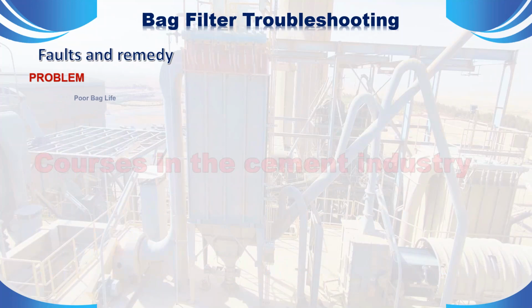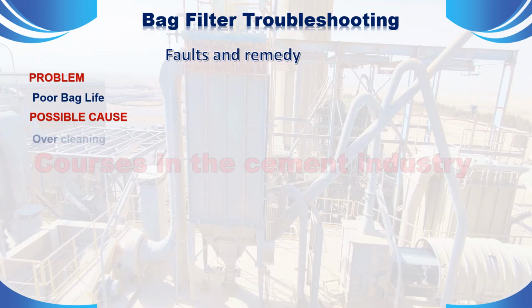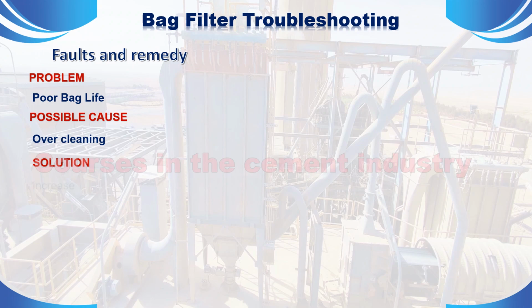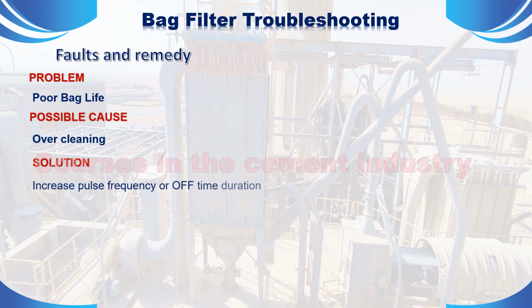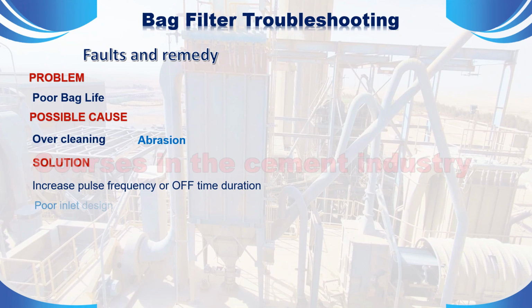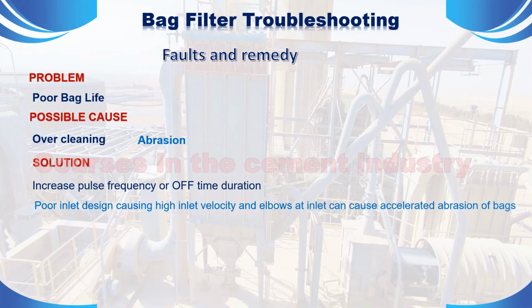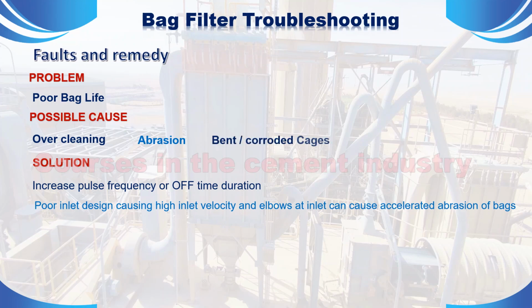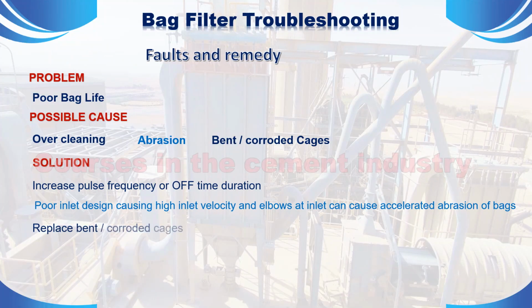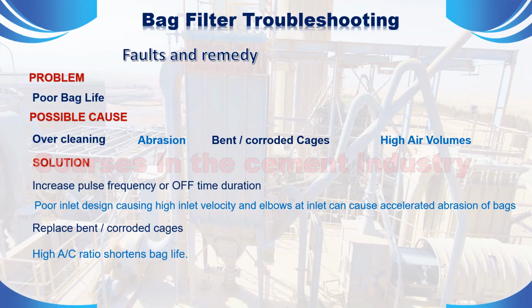Problem: poor bag life. Possible causes: 1. Overcleaning. Solution: increase pulse frequency or off-time duration. 2. Abrasion. Poor inlet design causing high inlet velocity, and elbows at the inlet, can cause accelerated abrasion of bags. 3. Bent or corroded cages. Replace bent or corroded cages. 4. High air volumes. High AC ratio shortens bag life.